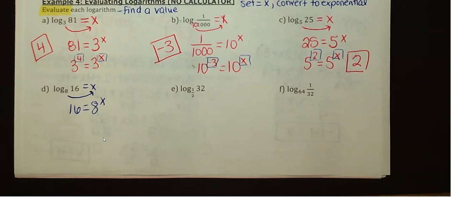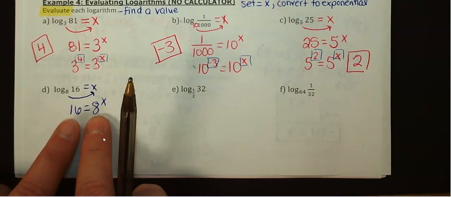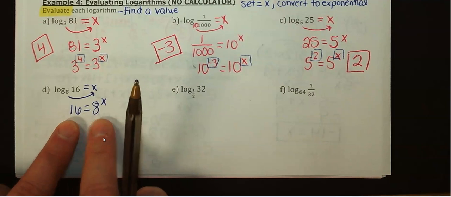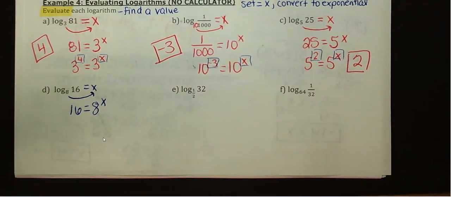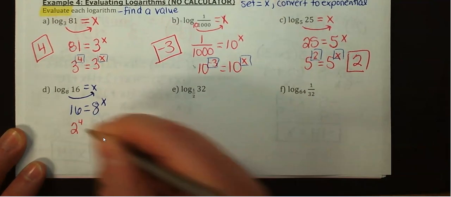Okay, so I'm not rewriting 16 as 8 to a power, so I got to rewrite both of these numbers. What would you think of as a good base to use between 16 and 8? 2, right? Can't be 4 because 4 to a power is not going to give you 8, so we're going to use 2. All right, 16 is 2 to the 4th.